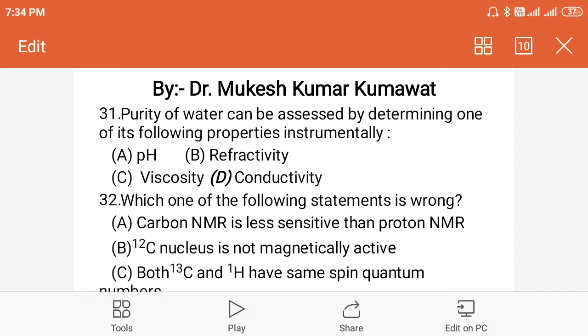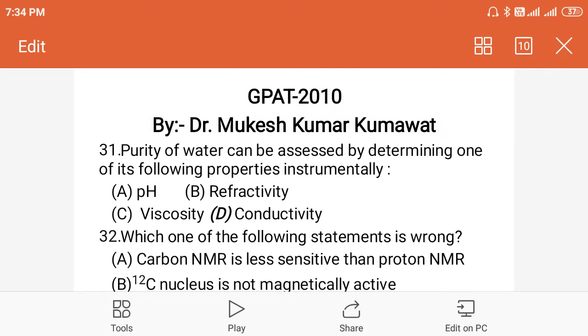So, dear friends, now we are discussing today's topic, that is the GPAT 2010 question paper. We have discussed the previous slides, 30 questions. Now we start with 31. The purity of water can be assessed by determining one of the following properties instrumentally.